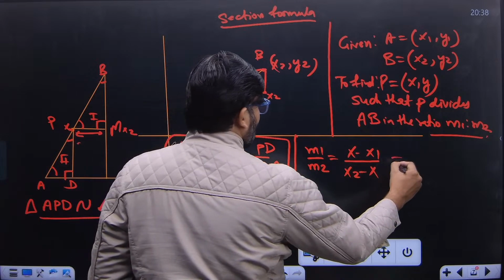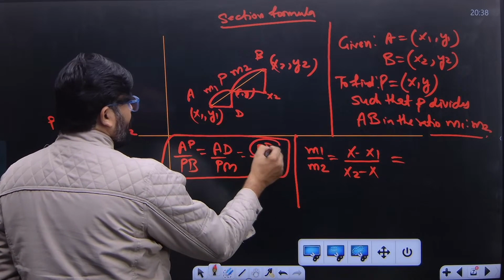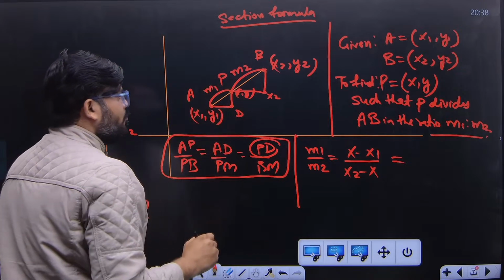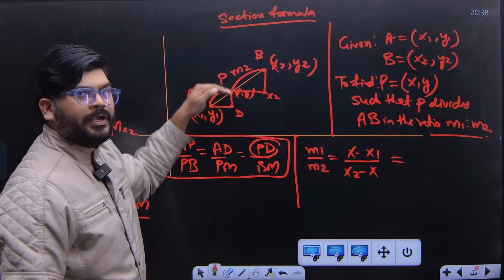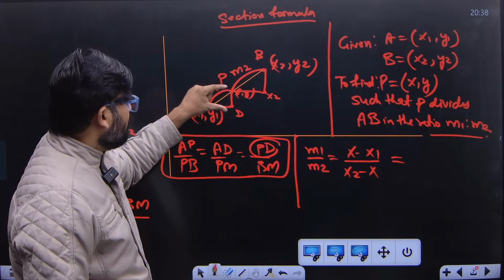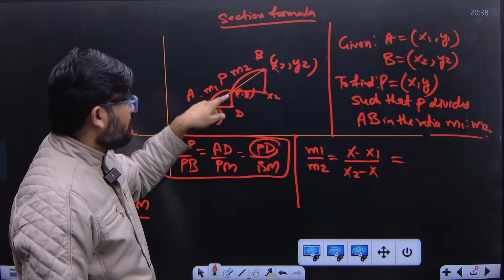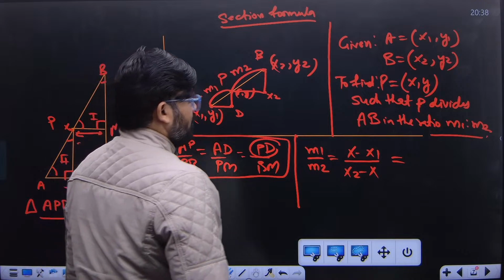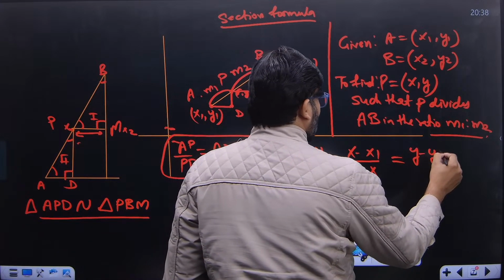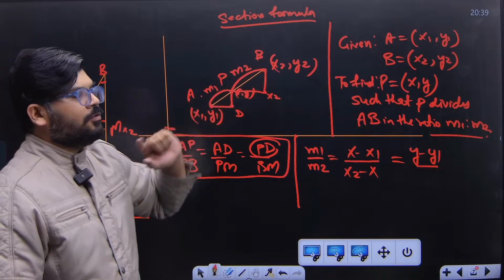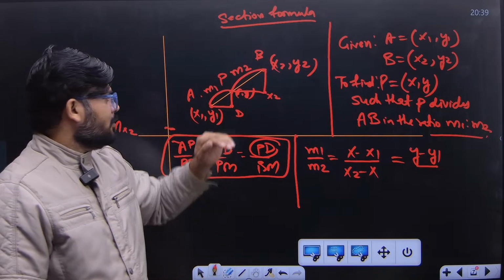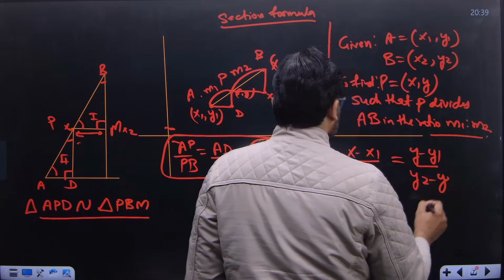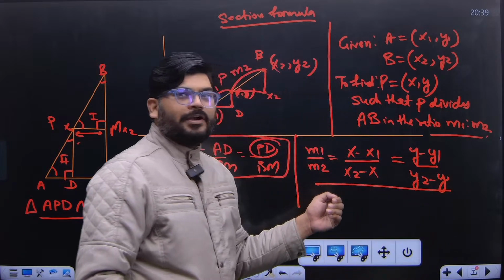Okay. Now let us see the vertical movement. So can you tell me what is PD? What is the vertical movement? You are at y1. From y1 to y, if you move, what is the vertical distance moved? It would be y minus y1. Wonderful. And if you move from y to y2, then the distance would be y2 minus y. Wonderful.